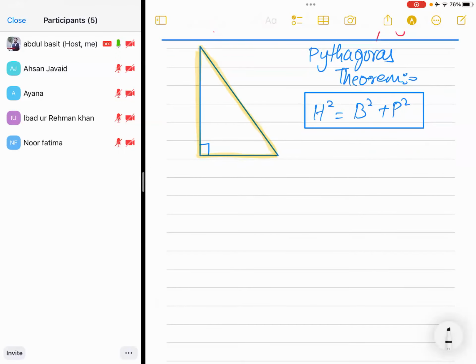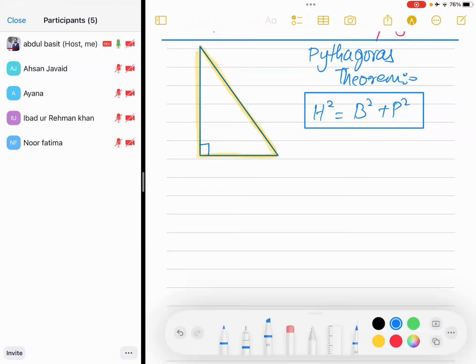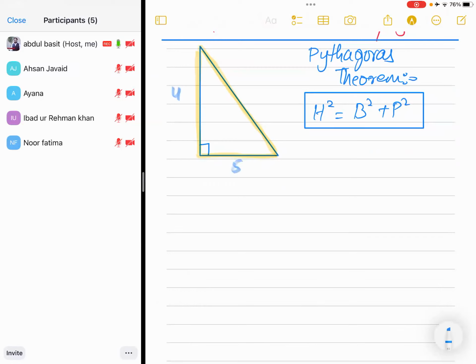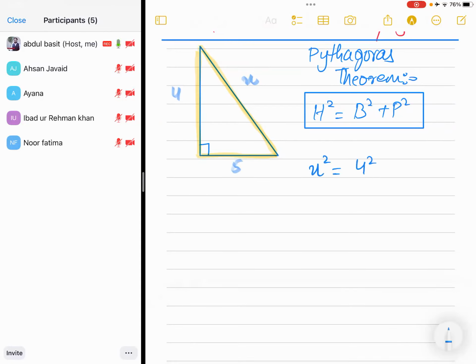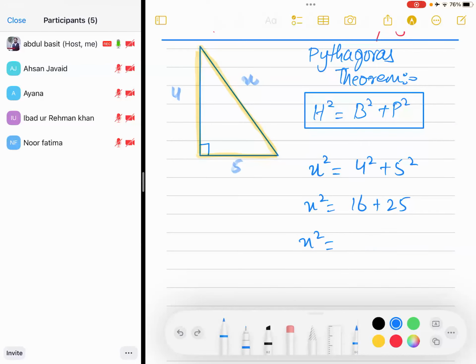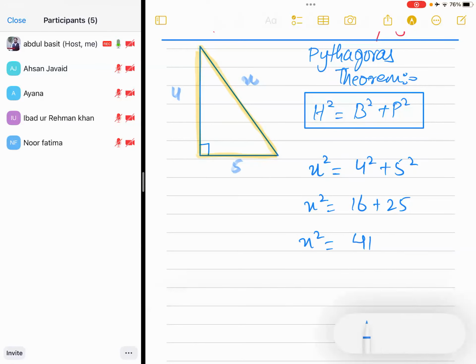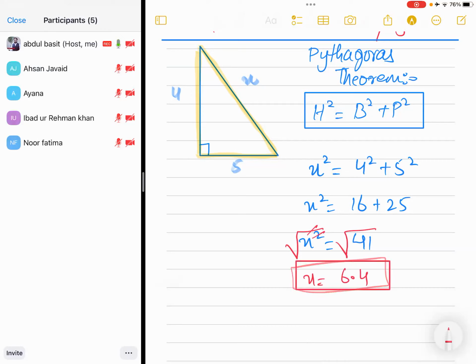For example, it can give you a question like that they say that, for example, this is 4 and that is 5, and they say find x. So we know that x is hypotenuse, right, Ibad? So we write x square is equals to 4 square plus 5 square. X square is equals to 16 plus 25. X square is equals to 39. No, 25 plus 16 is what? 41. So Noor, what is square root 41? Taking square root on both sides. So square root 41 क्या होगा बेटा? 6 point what? 6.4. 6.4 is the answer for x.